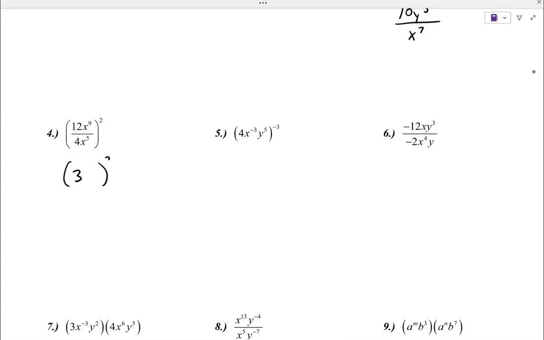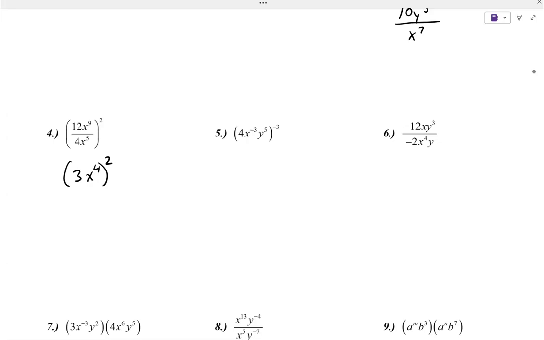I'm going to leave this. Well, we'll do the squared second here. Let's keep working on the inside. Now we've got x to the 9th over x to the 5th, or x to the 9th divided by x to the 5th. What do you do with the exponents in that case? Subtract them, and we'll get x to the 4th. So we'll simplify it inside the parentheses there.